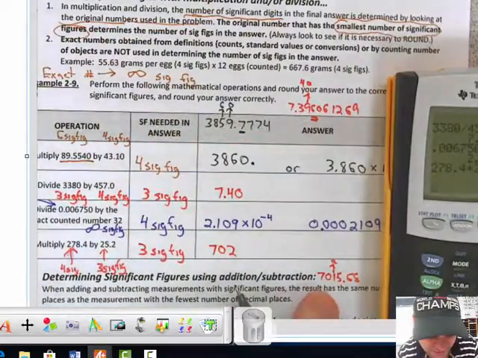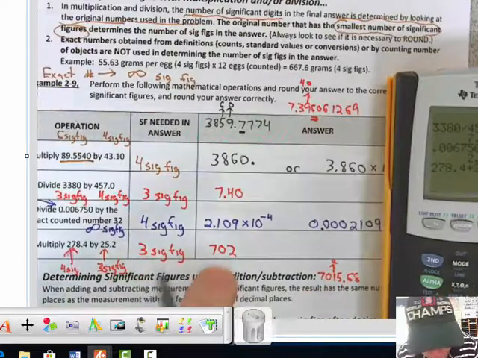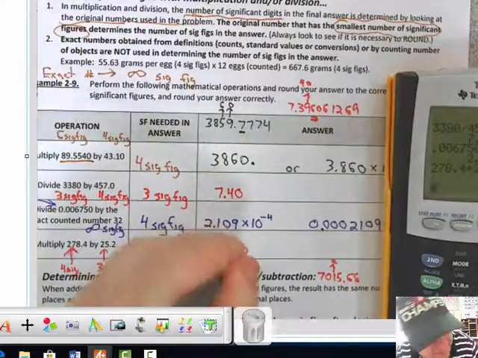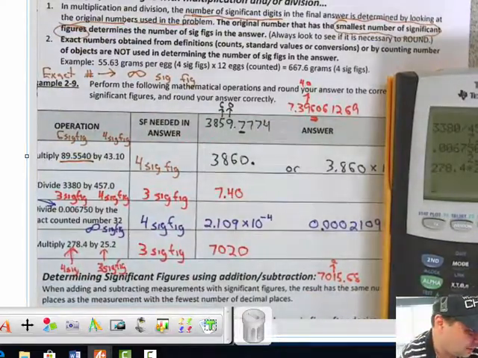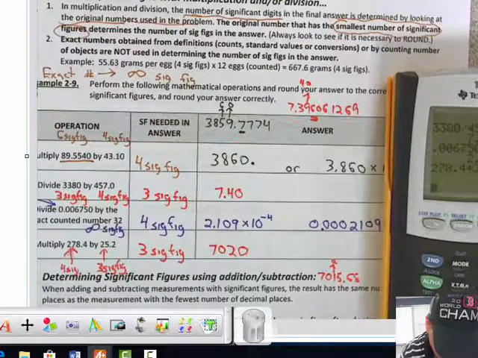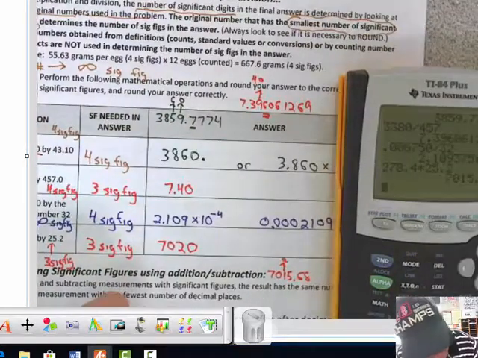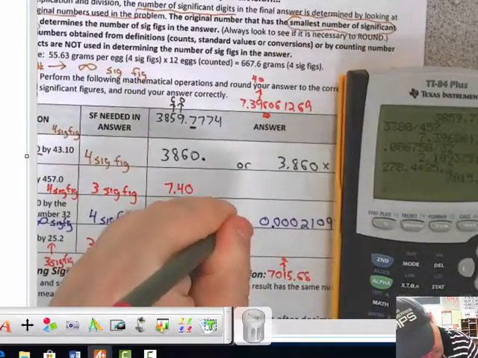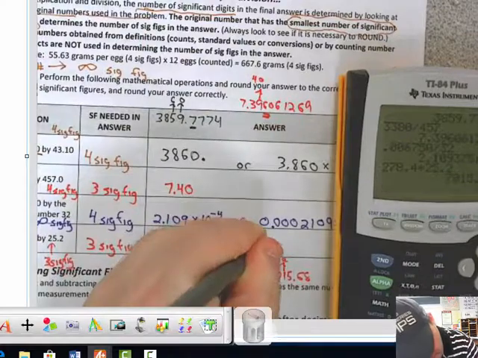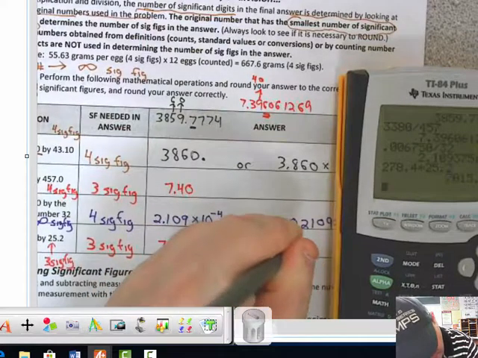But remember, the math answer here is 7,000, not 700. So you have to add the 0 without a decimal point to make it the correct number. Because if I owed you $7,000 and I give you 702, you'd be pretty mad at me. Or you can write it in scientific, which would be 7.02 times 10 to the third.